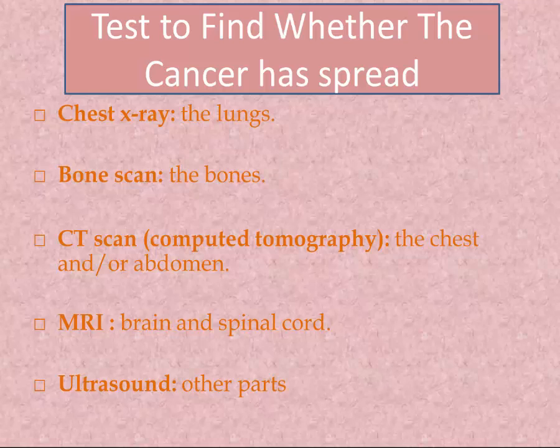Tests to find whether the cancer has spread. Chest X-ray, the lungs. Bone scan, the bones. CT scan, computed tomography, the chest and/or abdomen. MRI, brain and spinal cord. Ultrasound, other parts.